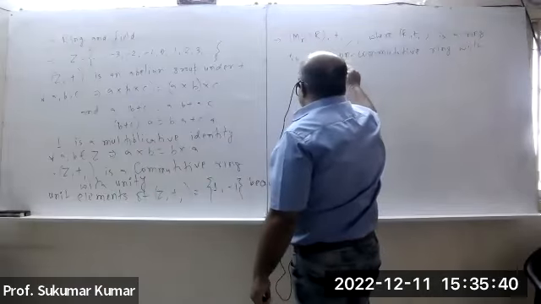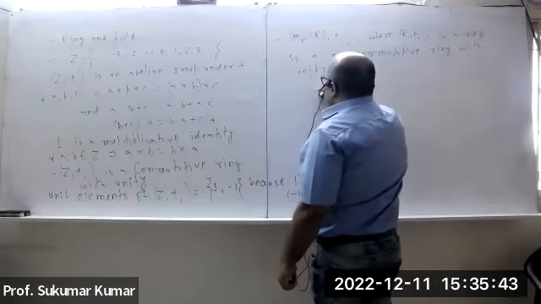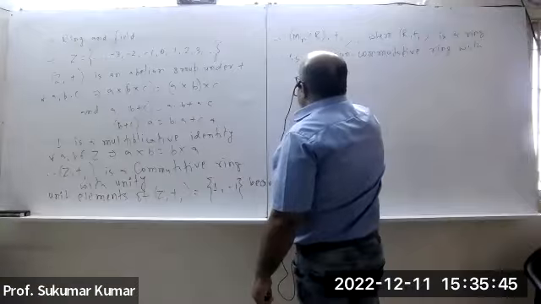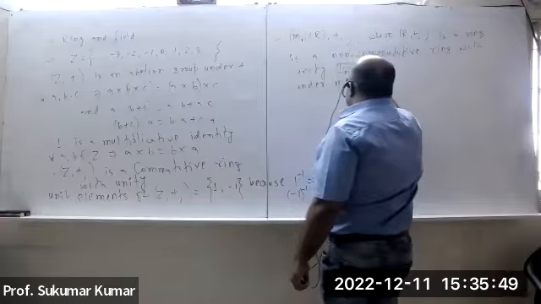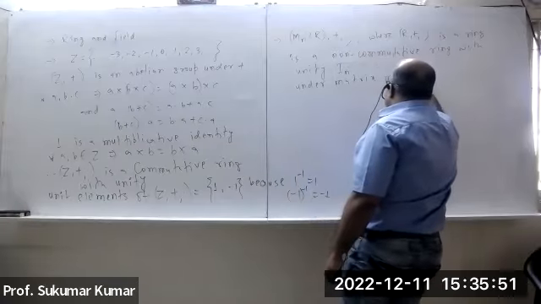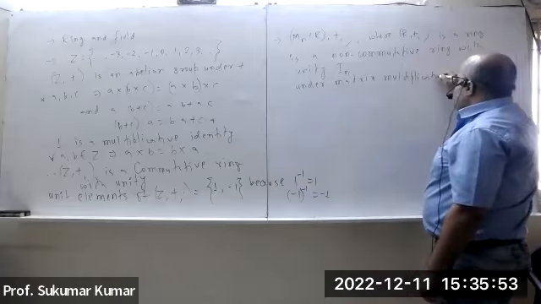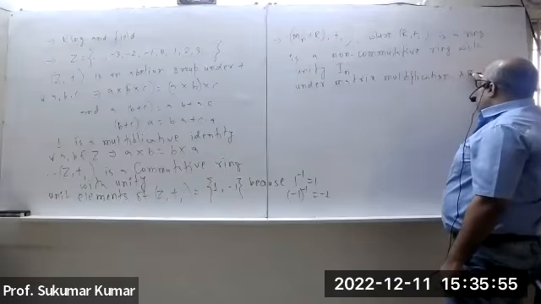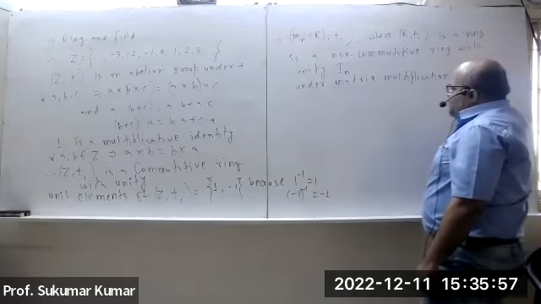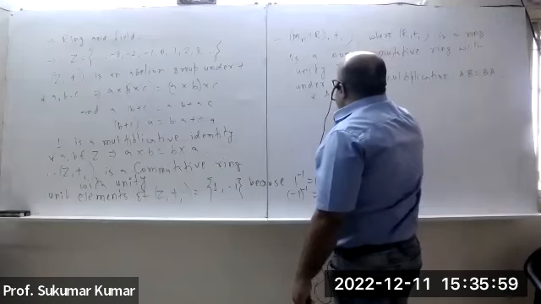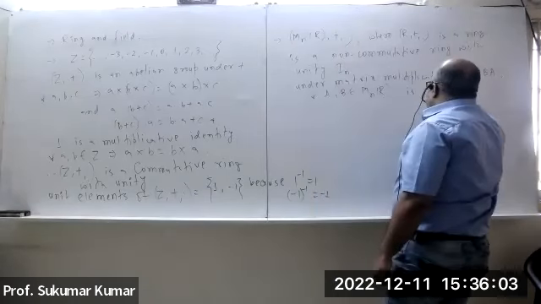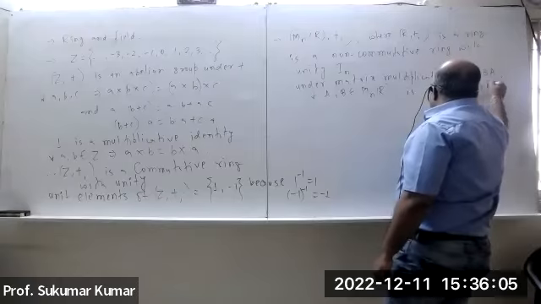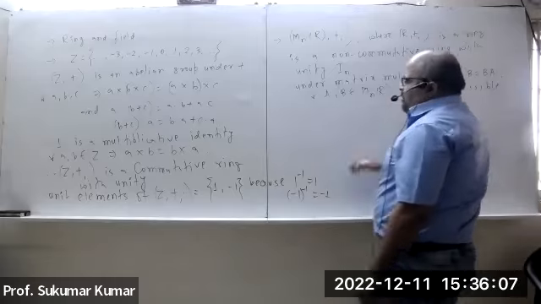Unity will be I_n. And why do we say non-commutative? Because under matrix multiplication, AB equal to BA for all A, B belonging to M_n(R) is not possible. So it is a non-commutative ring with unity.